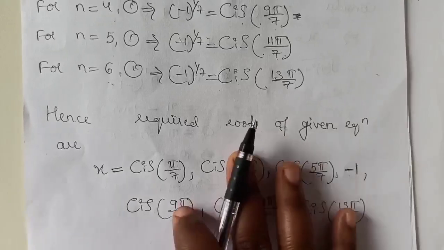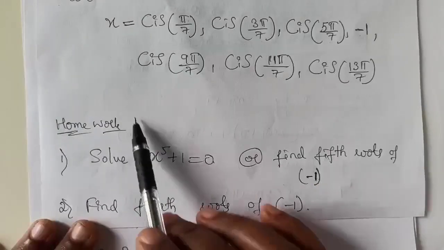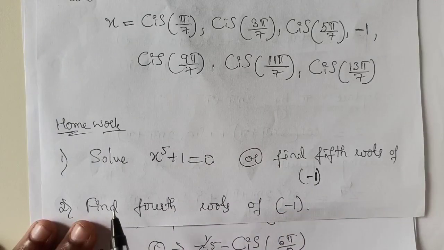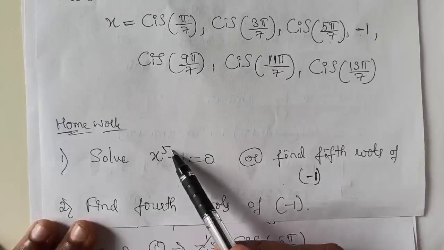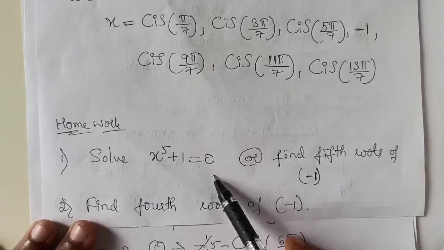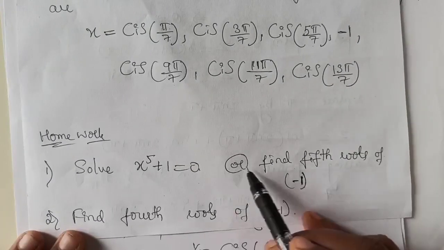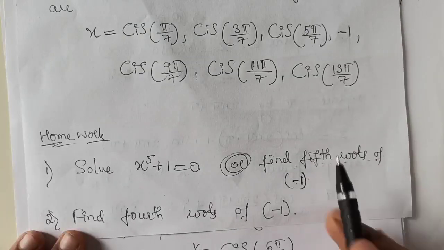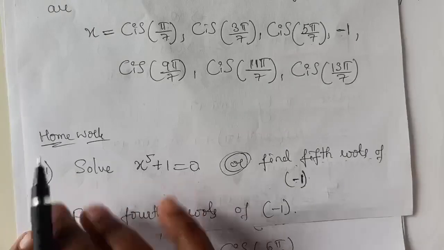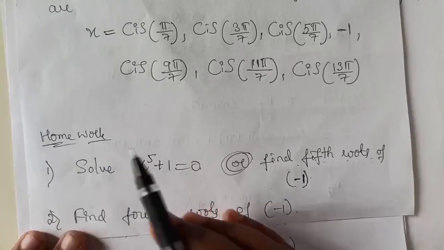Okay, like this we can easily calculate the solution of the given equation. So you can consider these problems as homework, or as an exercise. So solve x power 5 plus 1 equals 0, and find the fifth roots of minus 1, similar to the last problem, but here we have the fifth root, there we had the seventh root.